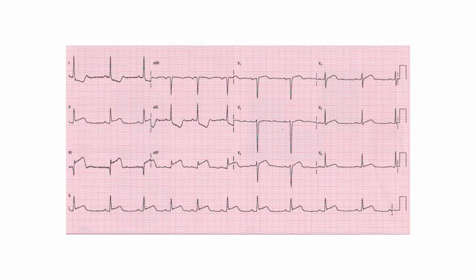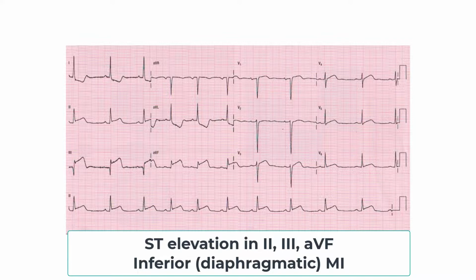So let's discuss the findings in this electrocardiogram. We have ST elevations in lead 2, lead 3, and AVF. We know that these three leads are related. They reflect pathology in the inferior portion of the myocardium. So we can say that there is an inferior wall MI.